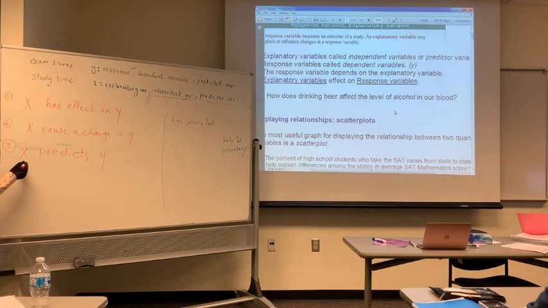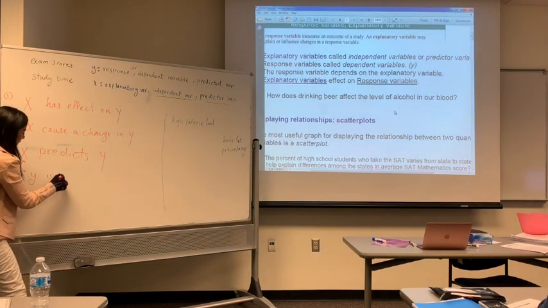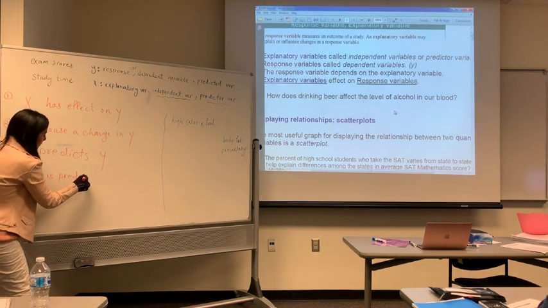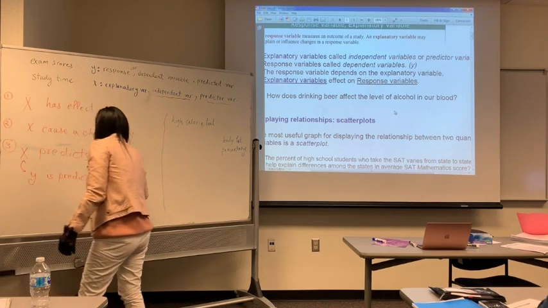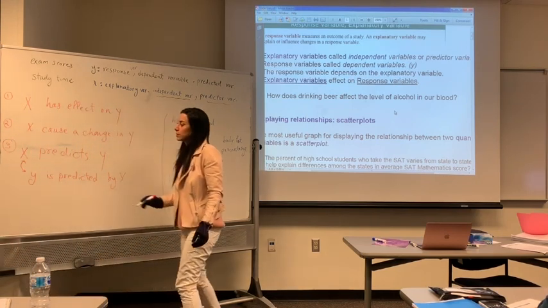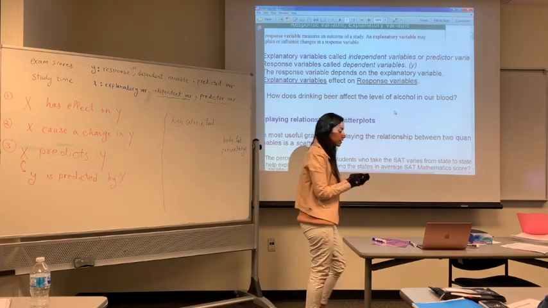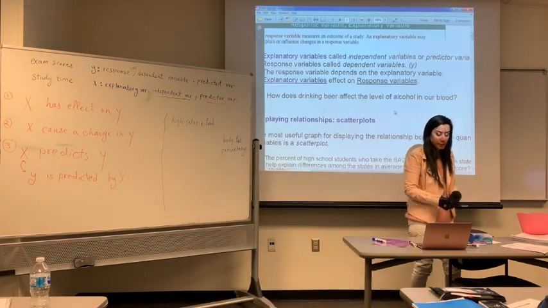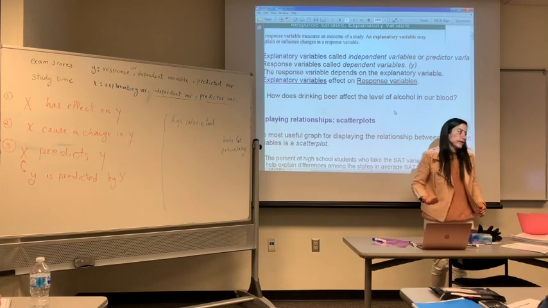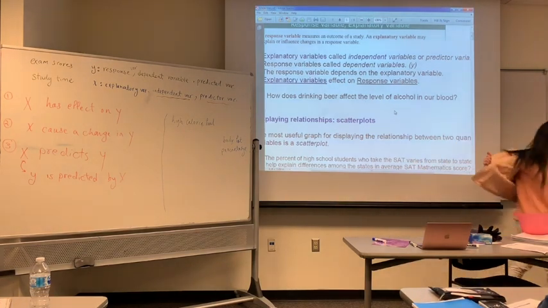So I can change this to the other form. I can say Y. How can I change the grammar? Exactly, it's predicted by. Y is predicted by X. So these are all the sentences you can use to find the explanatory and to find the response variable.